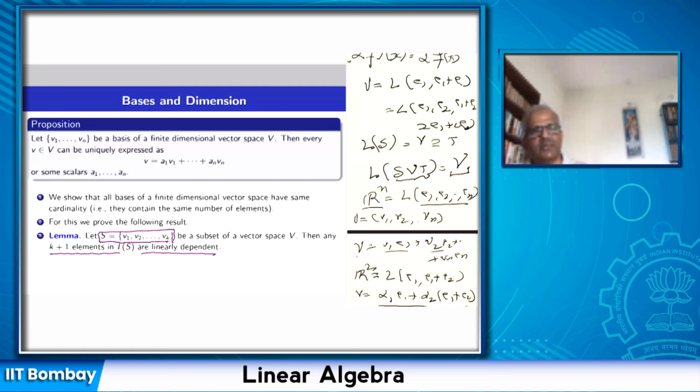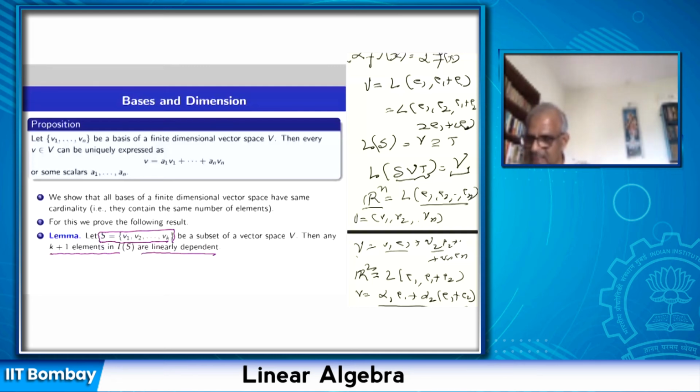So if a vector space is the linear span of k vectors, then its dimension cannot exceed k. That is a consequence of this fact, because any k plus 1 elements will be linearly dependent. If the dimension exceeded k, then we would have more than k vectors which are linearly independent. But this lemma says that if I take a vector space with a linear span of k vectors, then any k plus 1 vectors in the linear span are linearly dependent. Okay, this is very crucial.